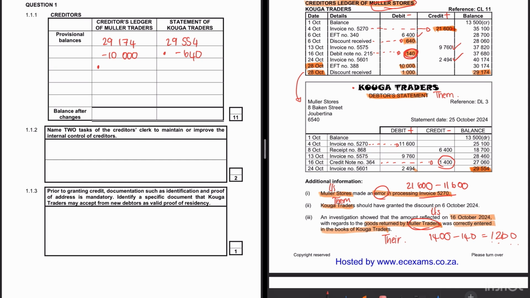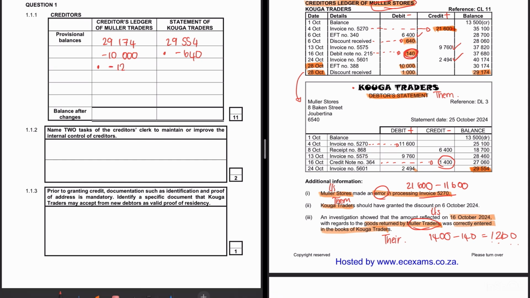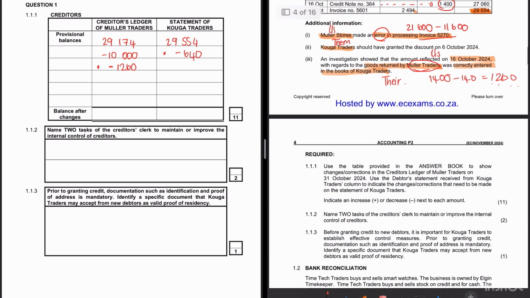1,400. Are we all making sense? Yes. So we're further decreasing that amount to bring us to negative 1,260. Okay. And there is no other additional information. Look at us, we didn't even read our question.